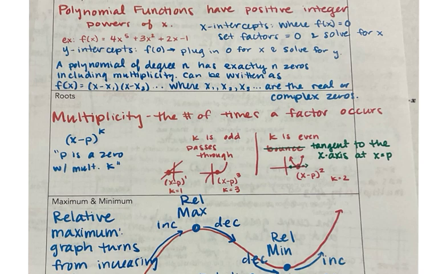If the multiplicity is even, it's going to bounce, but you can see they've made a note. Obviously they saw the test last year too, where we taught bounce, and they've changed that. They now say it's tangent to the x-axis. But that just means bounce. It means the same thing. That's just the wording that AP College Board uses. So if k is 2, 4, 6, 8, 10, and so on, it's going to bounce or be tangent to the x-axis.